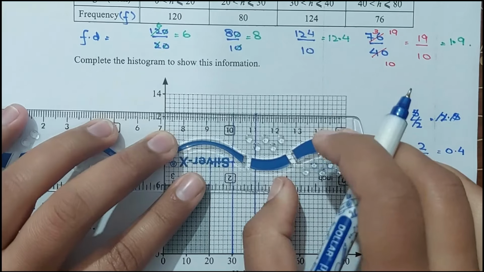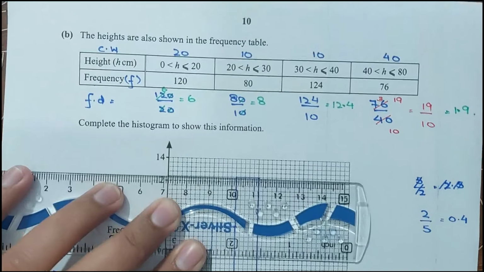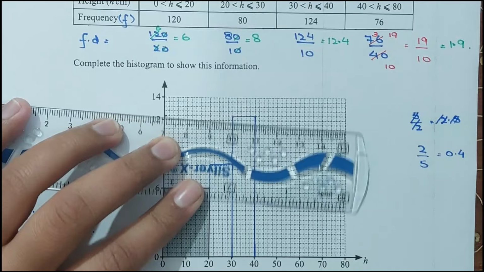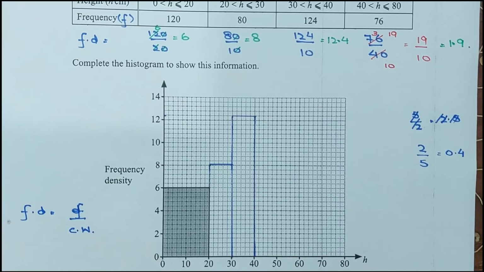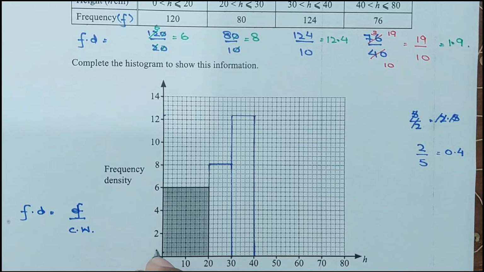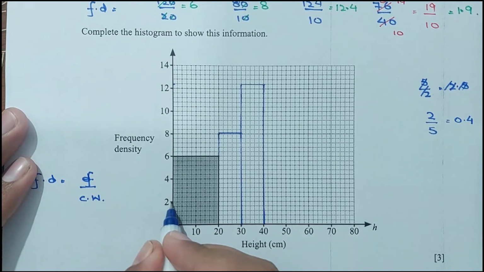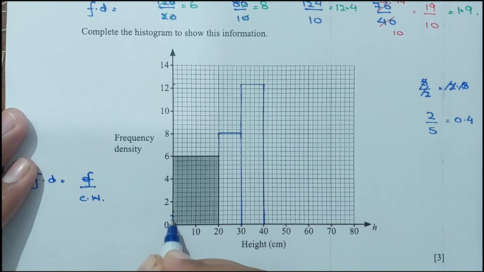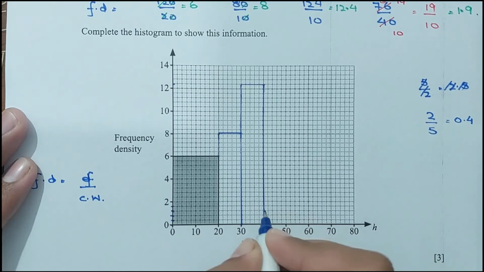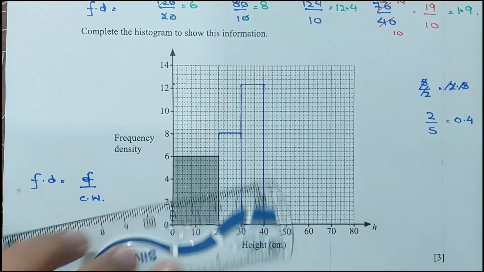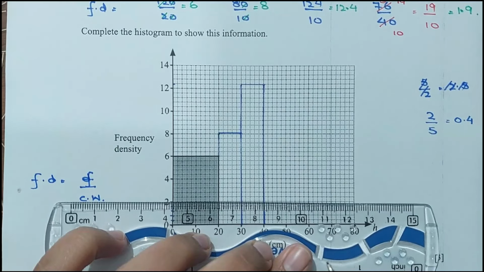Okay, the last height is left between 40 and 80. It is 1.9. 40 to 80, it's 1.9. So it is 0, 0.4, 0.8, adding 0.4 is 1.2. So where is 1.9? It's 2. This is 0.4, 0.8, and 1.2, 1.6. 1.9 is a little bit below 2. Slightly below 2.